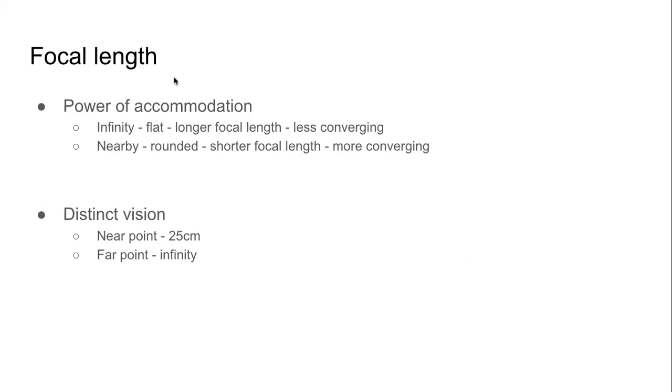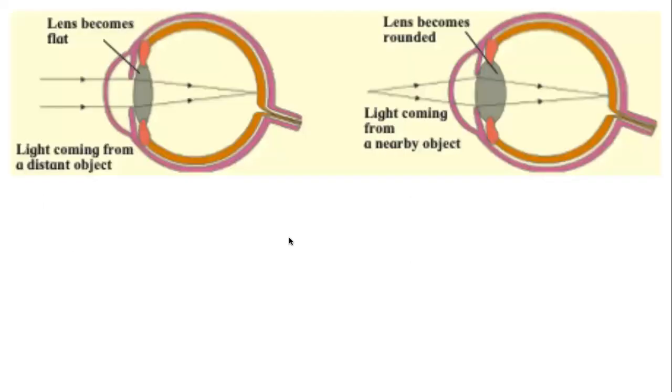This part, the power of accommodation, where the focal length of the lens is changing, is the most important function, the most important mechanism of the eye. So let us understand it in a little bit of detail.